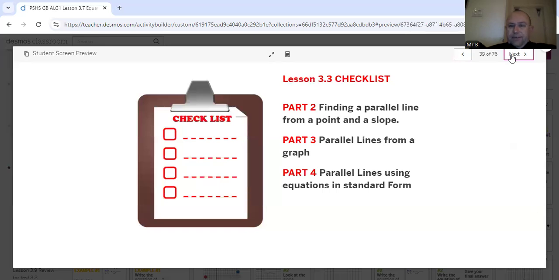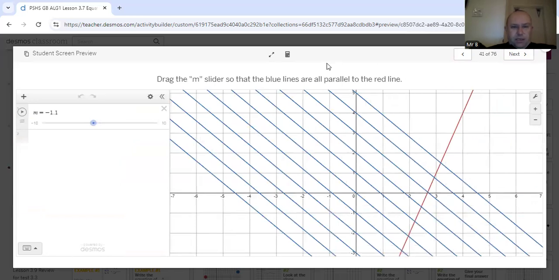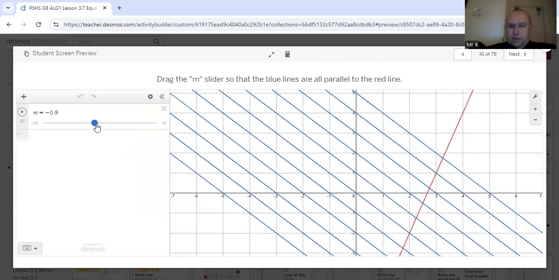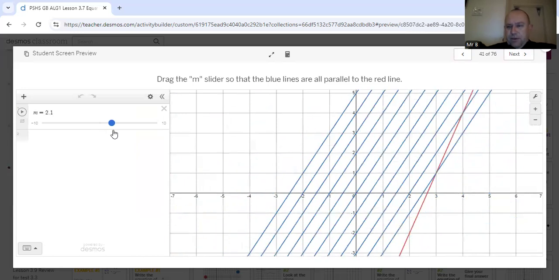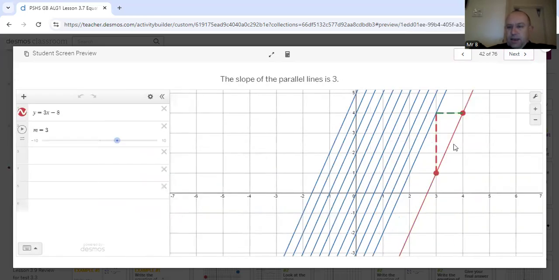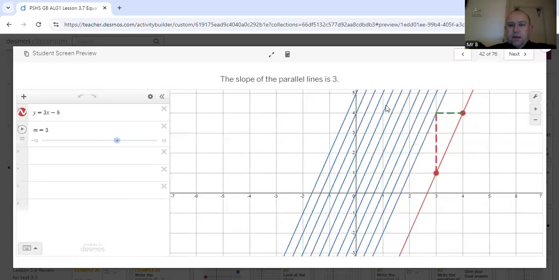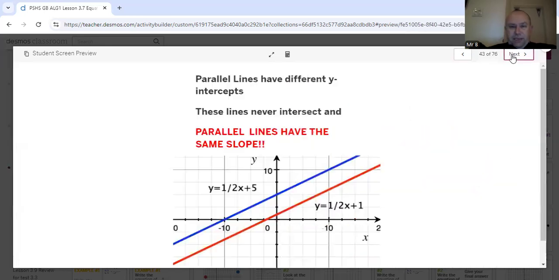So the main part of today's lesson really is this idea about parallel lines. So let's move into this here. It says drag the slider to make the blue lines parallel to the red lines. So something like that, just to make sure we understand what the definition of parallel lines is at this point. And it says the slope for this line is 3. And if I was to do this for another line like this one over here, you can also see that the slope is 3. I might not quite have got it exactly here because I was doing it by eyesight, which is not perfect. But the correct answer should be that it should have the same slope.